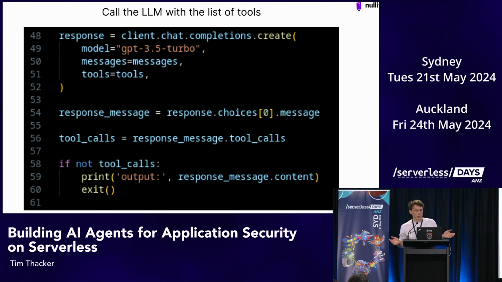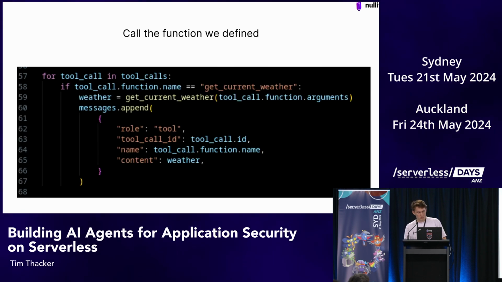Then we're going to call the LLM with our list of tools. We only have one, so we're adding this line 51, tools equals tools. And then you can see on line 58, we're checking if the LLM wants us to call a tool or not. So if this tools list is populated in the same response, we're going to call a tool. Otherwise, we're just going to print out the chat response.